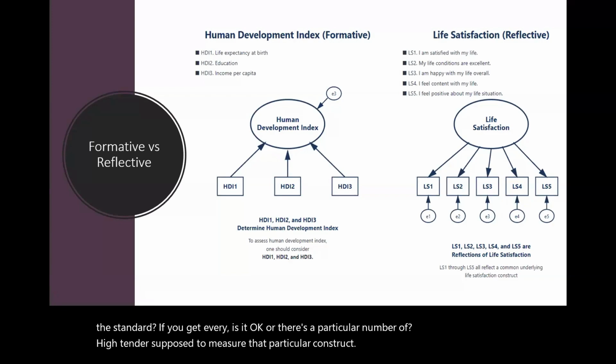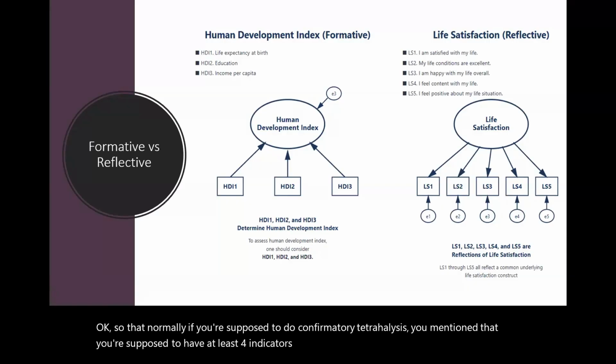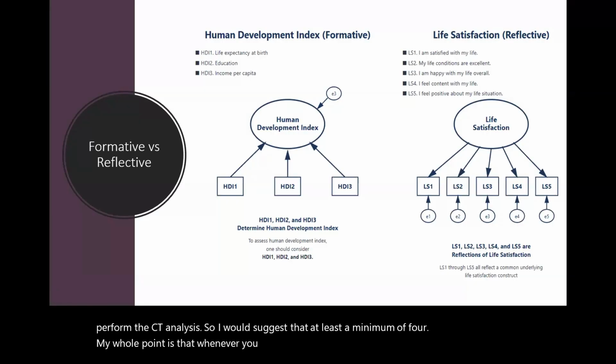Normally, if you are supposed to do confirmatory tetrad analysis, we mentioned that you're supposed to have at least four indicators. Without these four indicators, you will not be able to perform the CTA. So I would suggest a minimum of four. But the whole point is that whenever you are setting up a construct, it is better to set a lot of questions.